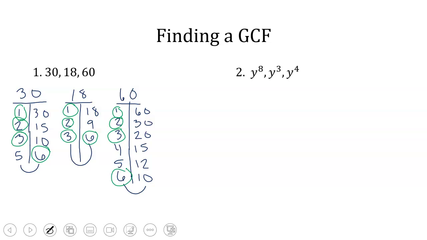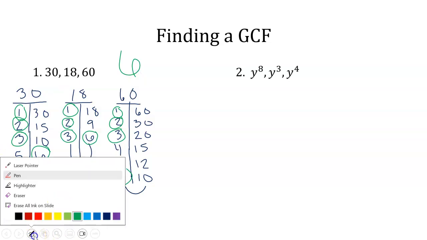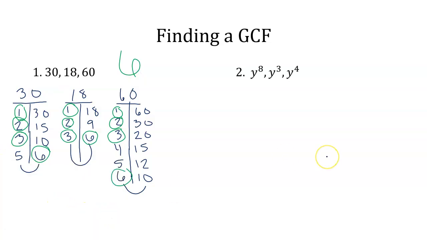So 1, 2, 3, and 6 are common factors. So which one is the greatest? Which one's the largest? 6. So 6 is the GCF of these three numbers.